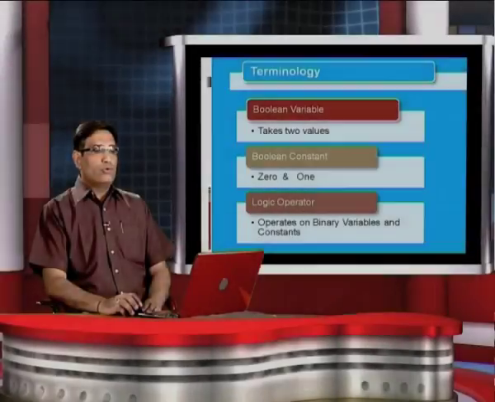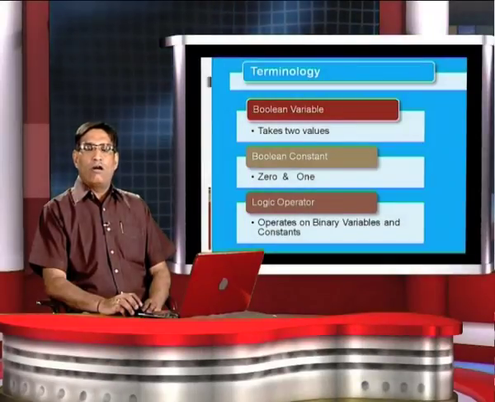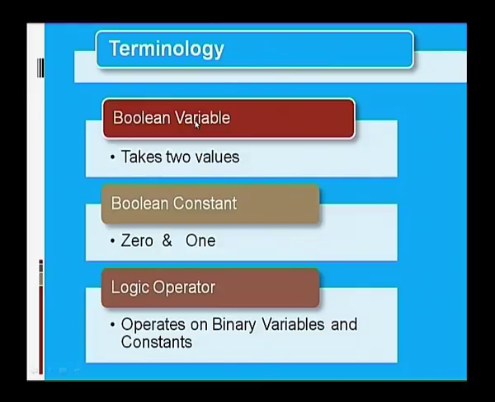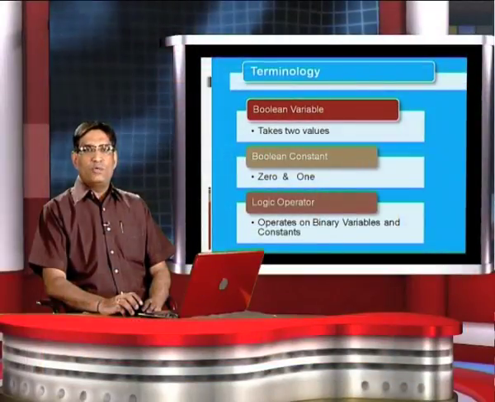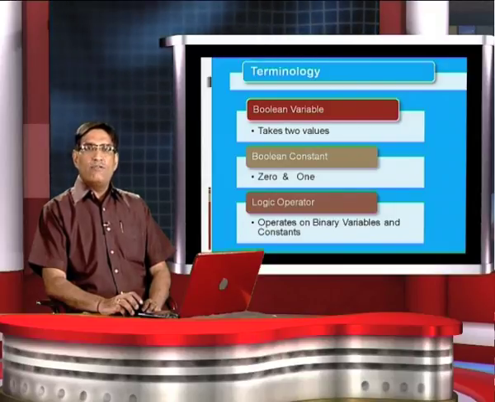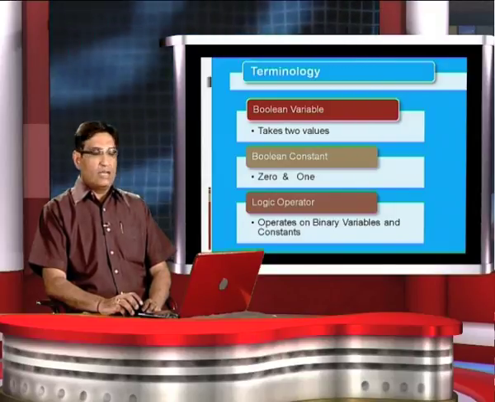Now let us move to certain terminology of logic. The first is the Boolean variable. We consider that a symbol which can attain multiple values is termed a variable. Now a Boolean variable is nothing but a symbol which can attain two values, either 0 or 1. That means a Boolean variable can take only two values.